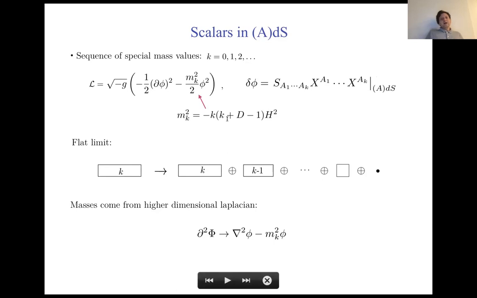And you can think of these mass values as coming from the higher dimensional Laplacian. So if I take a higher dimensional massless field satisfying a Laplacian equation, and I project it down, because of that non-trivial homogeneity requirement, you're going to generate a mass term, and depending on what homogeneity you choose, you'll get different masses, and certain homogeneities will be consistent with these symmetries, and that's what leads to these mass values.